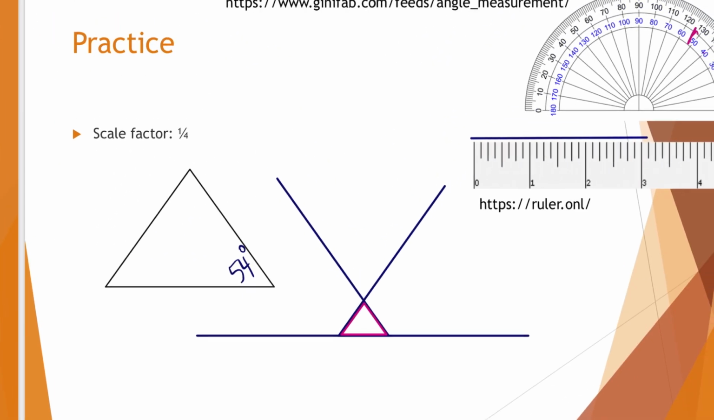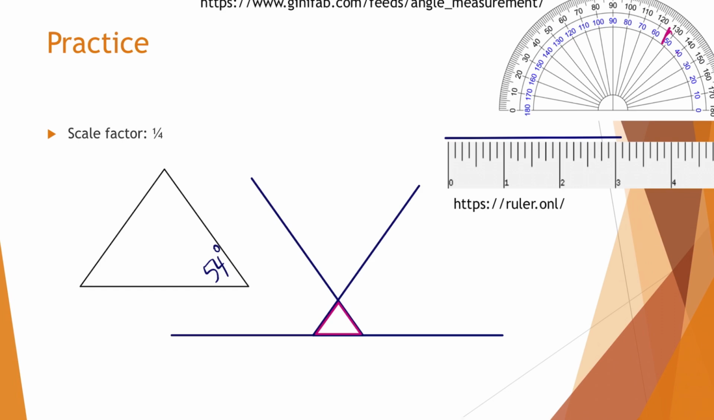So I took every single length, and if you measured those diagonal pieces, it would be 1/4 of the original size as well. And this would be what I call my image. So this one here is called the pre-image. It's what we start with. And this is called my image.